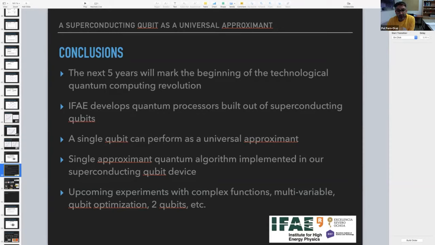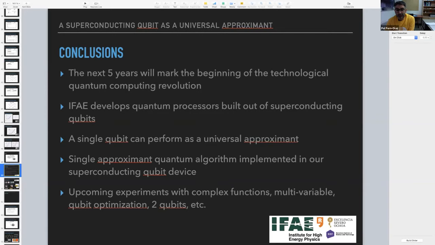At IFAE, we're developing this type of quantum processors using superconducting devices. And in this talk, I presented that with a single qubit, we can implement this universal approximant. So a single qubit can approximate any function.